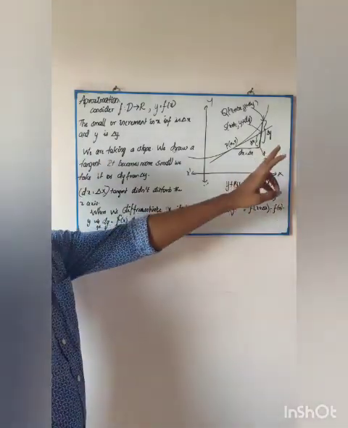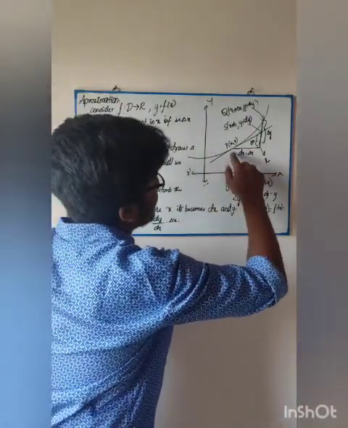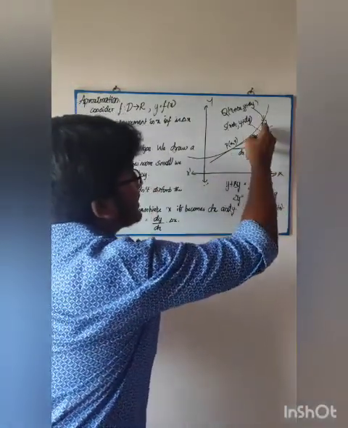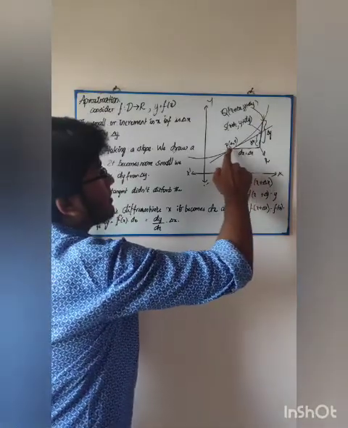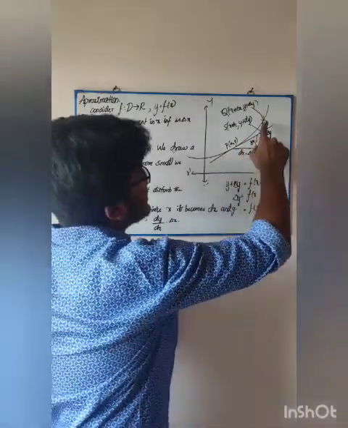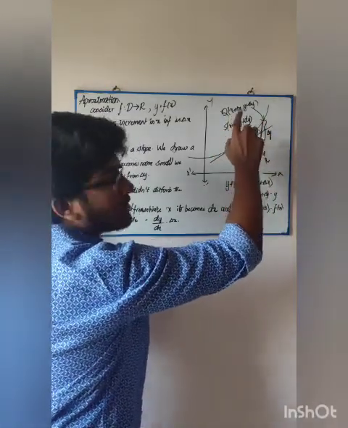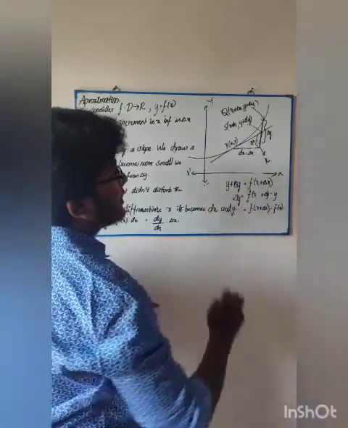We need to obtain the slope. At the point P, that is x comma y, when we have an increment at Q, it becomes x plus del x comma y plus del y.